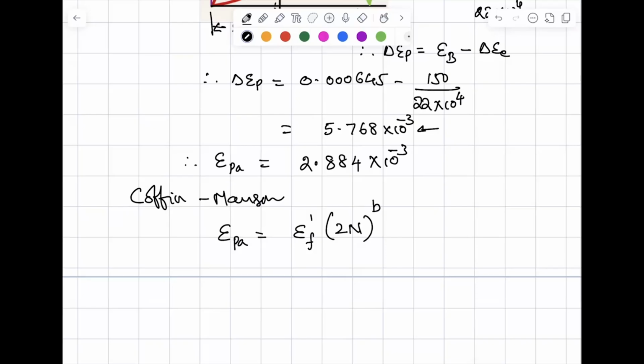150 by 22, divided by 1 by B, 10 power 4, minus 0.0645. In fact, minus. That is correct. 3.682, right? The strain will not come in 10 power negative 4. Sorry, minus 5.